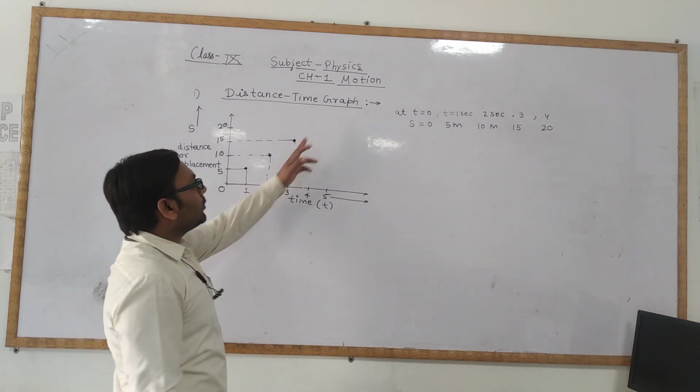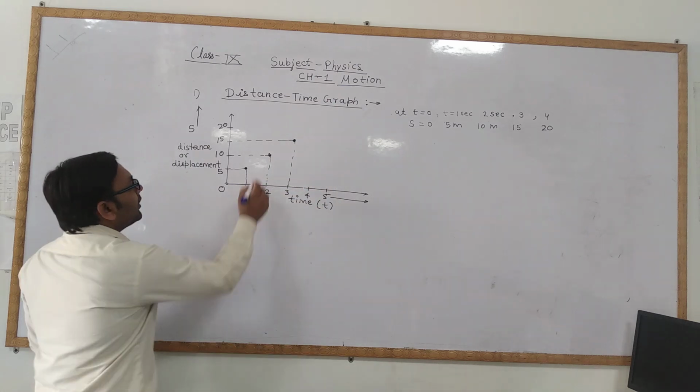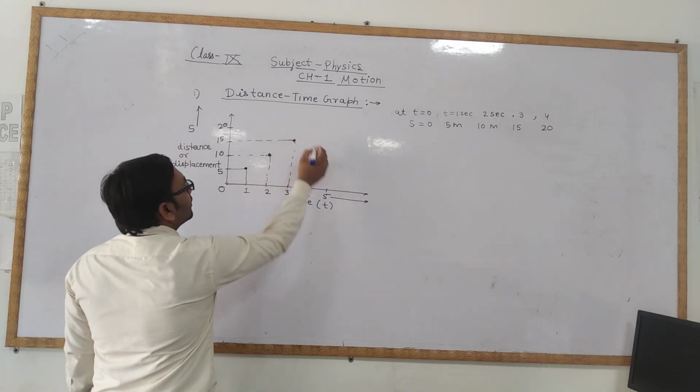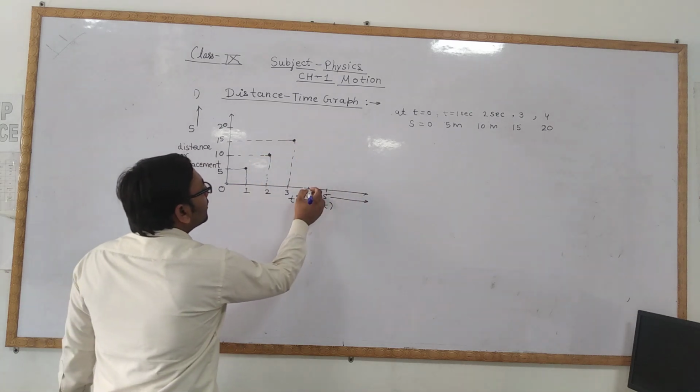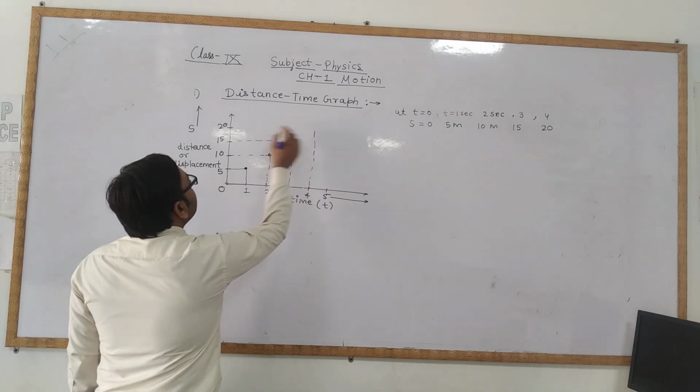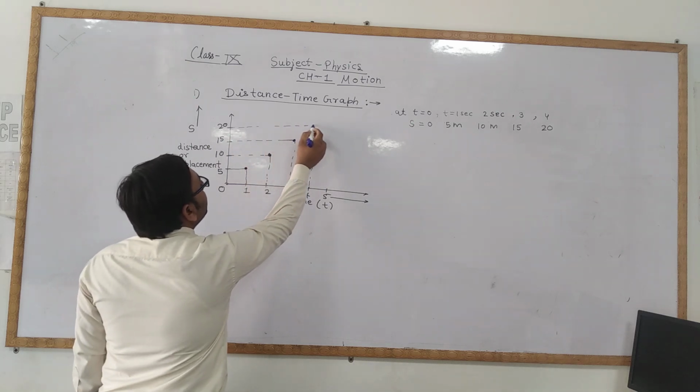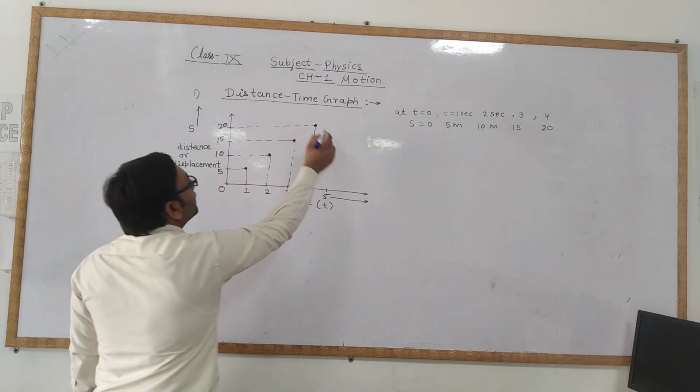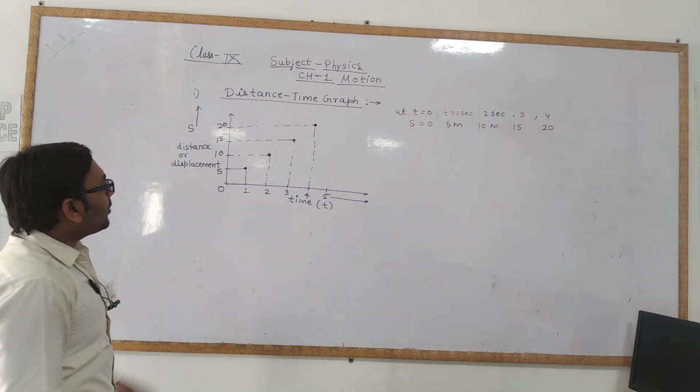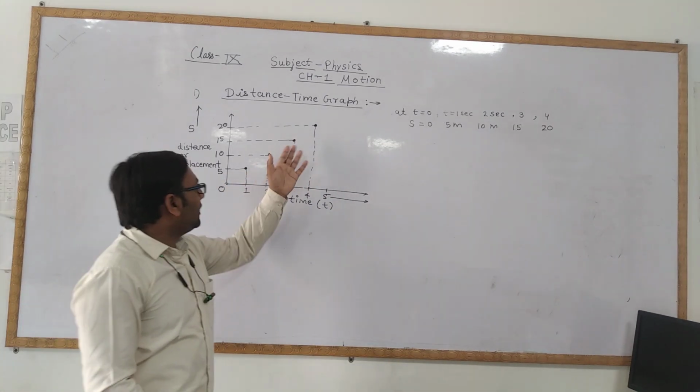In the same way we can plot the fourth point. So all these points will come in a straight line. Okay, fourth point we can also plot. So at 4 seconds the displacement travelled by the body is 20. This will be our next point. So all these points you can see they are in a straight line.